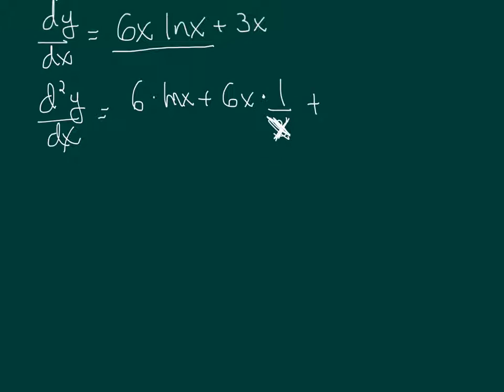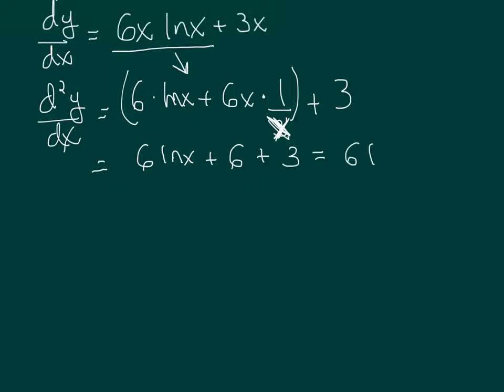But then we still have to, so that's the derivative of the first term, but we still have to add on the derivative of 3x. So that becomes plus 3. So if we wanted to simplify, you just would have 6 ln x plus 6 plus 3, which of course would simplify to 6 ln x plus 9.